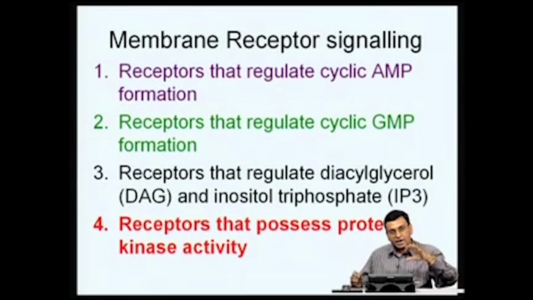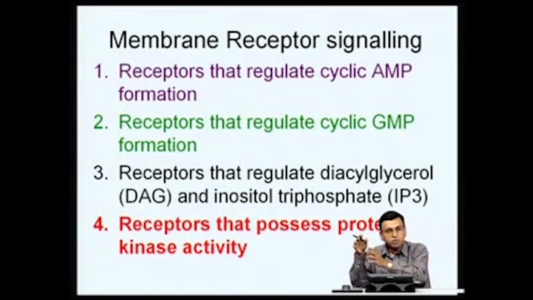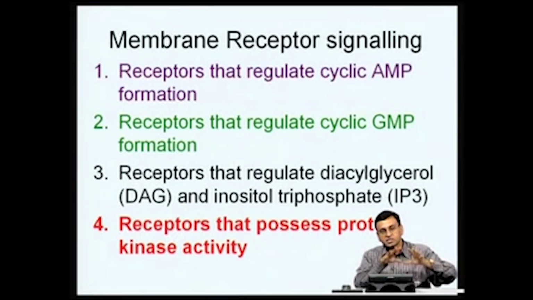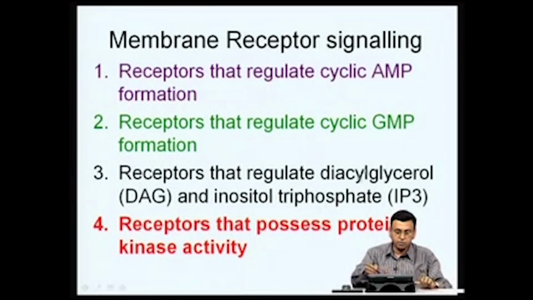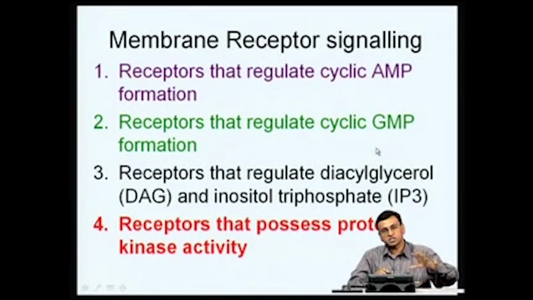So, the activation of these tyrosine kinases involves activation of monomeric G proteins such as RAS, but so far our discussion has been primarily confined, especially with the GPCRs, to trimeric G proteins, and these trimeric G proteins are involved either in the synthesis of cyclic AMP or in the synthesis of diacylglycerol and inositol triphosphate.